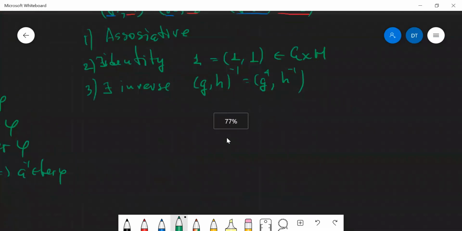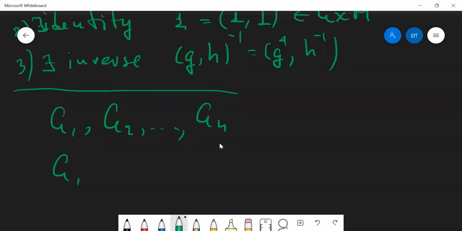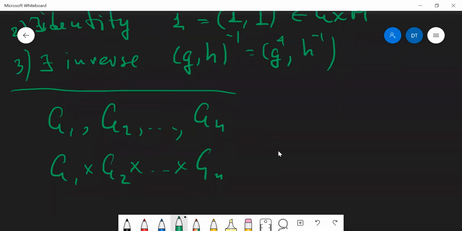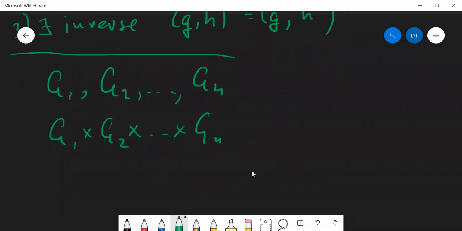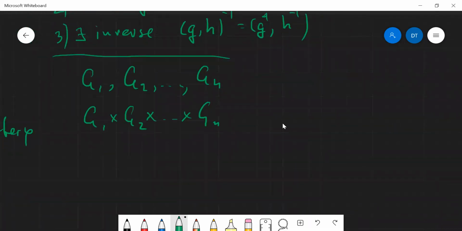Okay. Now, one additional notation. If we're given several groups like G1, G2, etc., Gn, we may define a direct product of this family in a similar way. This is just a Cartesian product of all these sets, and the operation is coordinate-wise. Then the identity is just a tuple with all identities here, and the inverse is computed in exactly the same way. So I believe that everyone can extend the definition to the case of several factors. So I'm not going to waste my time doing that.